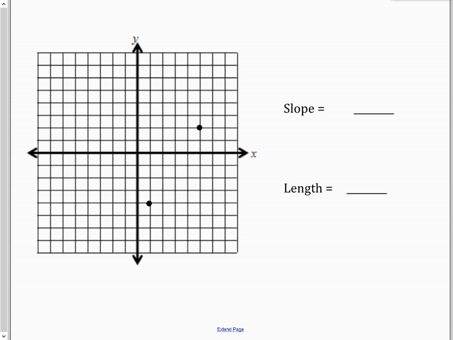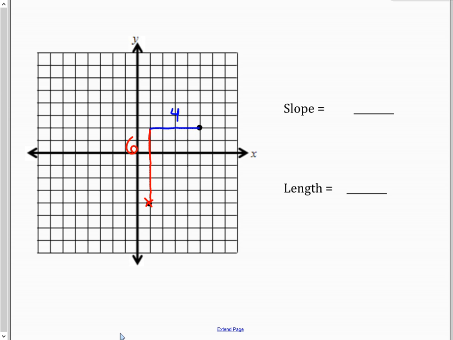So in this one, let's just do a little refresher, and we want to find the slope between these 2 points and the length of the segment between these 2 points. So I'm just going to start with my slope, and I'm going to start down at the bottom and count up. 1, 2, 3, 4, 5, 6. You should be doing this too. And then I'm going to count over. 1, 2, 3, 4.